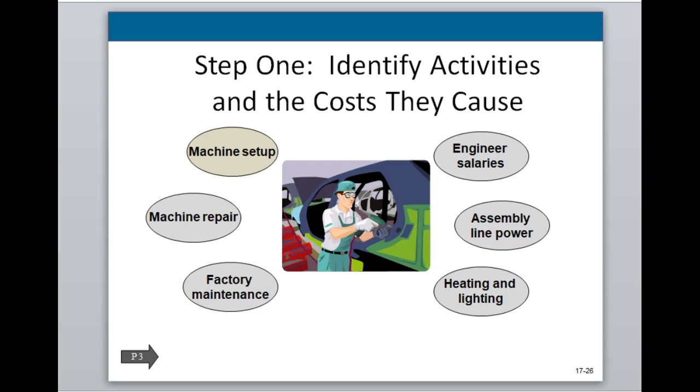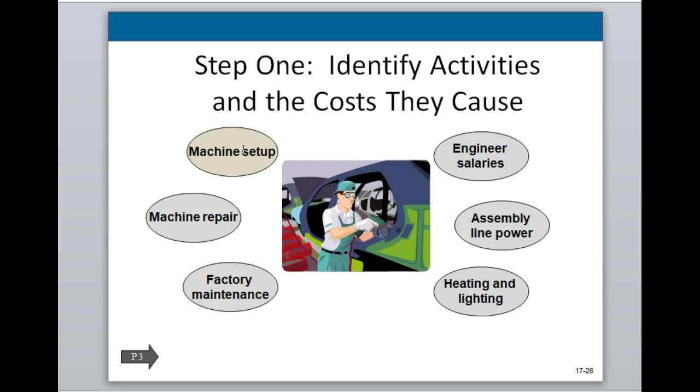Here's step one. We need to identify the activities, and now these are those activity pools we were talking about. So we look at all of this and we say, where's the overhead coming from? What activities are causing this? And we find machine setup, because you have setup people, and all the direct, indirect material or labor that they would involve. You have machine repair, you have factory maintenance, you have engineer salaries, and you have assembly line power and the heating and lighting utilities.